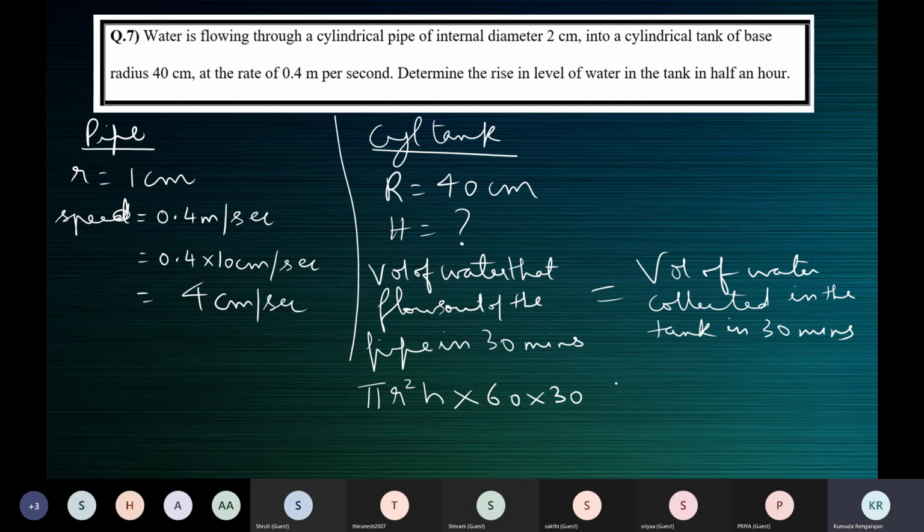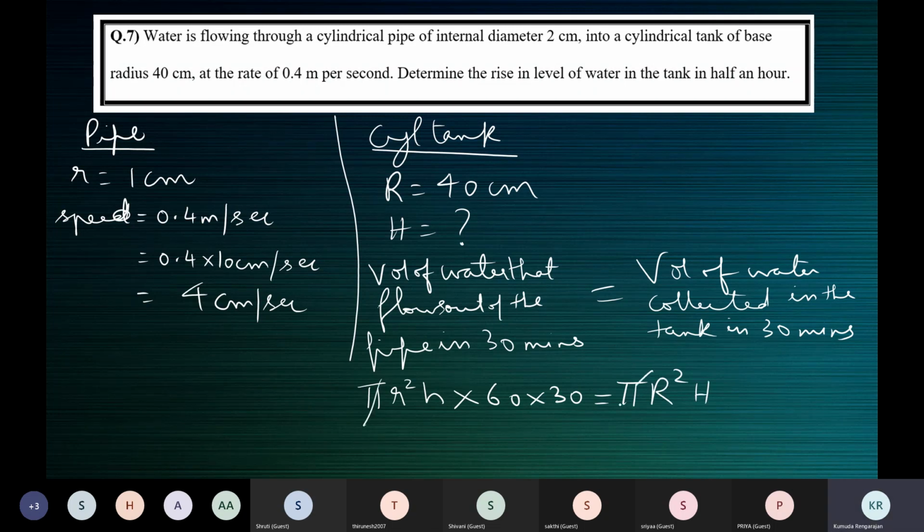Four centimeters for 1 second. So how much for 1 minute? Into 60. In 60 seconds, how much will come out? Into 60, that is for 1 minute. And if you multiply by 30, you will get for 30 minutes. This is equal to the volume of the water collected in the tank in 30 minutes, that is pi r square h.